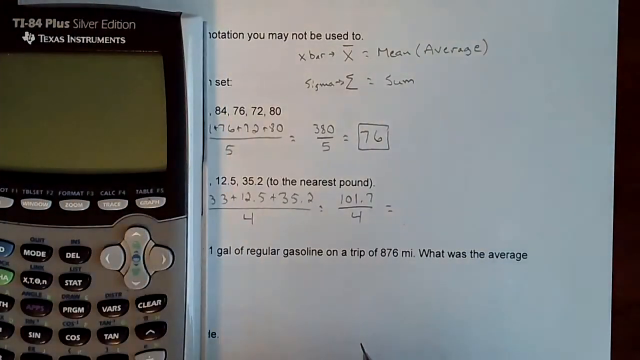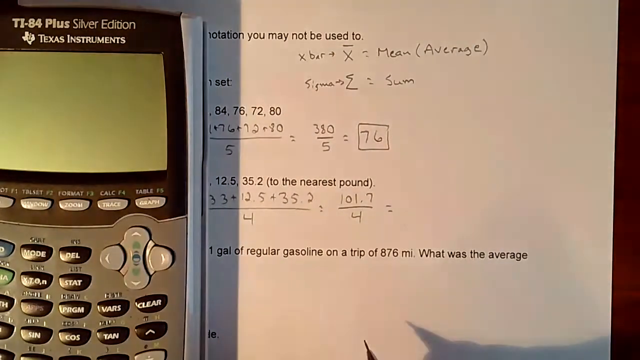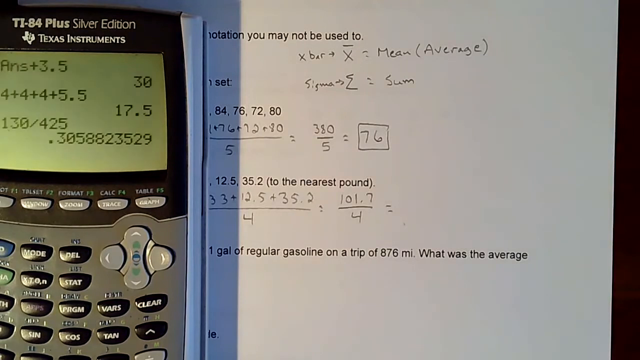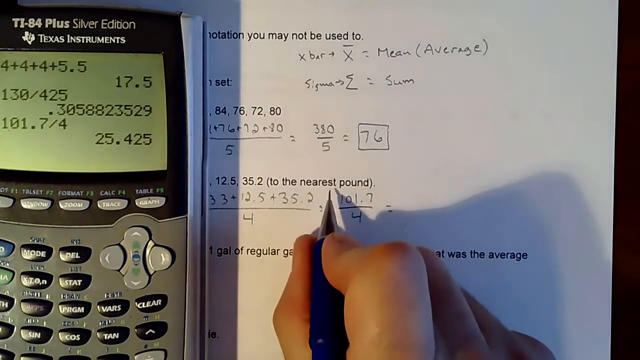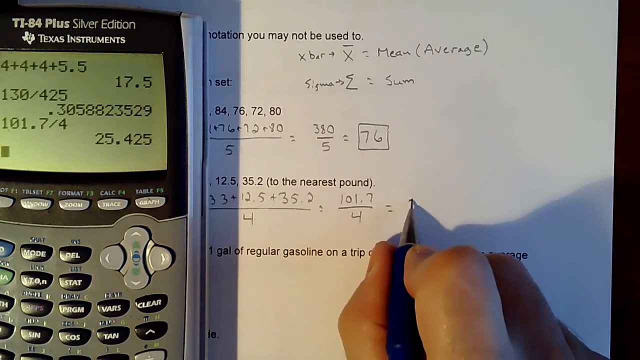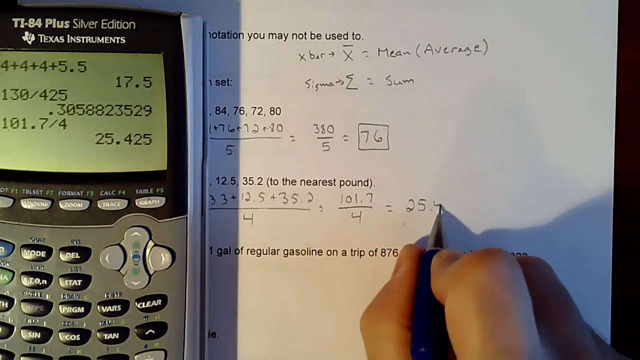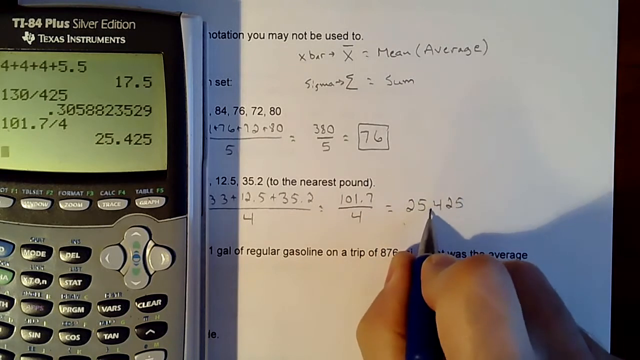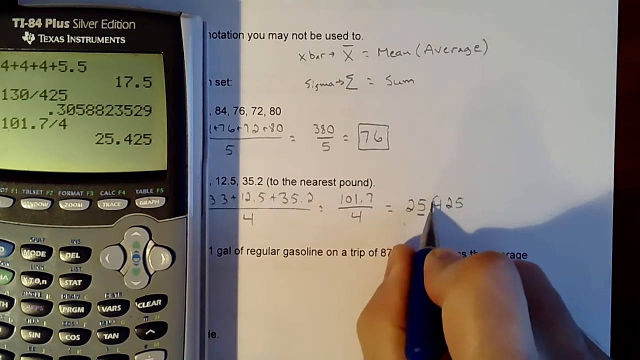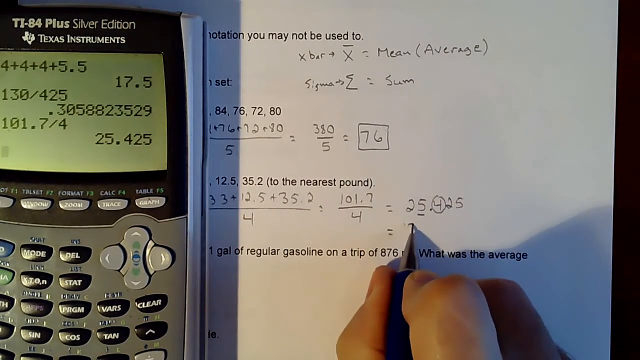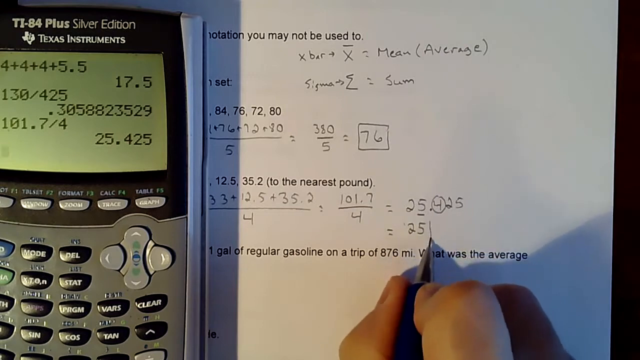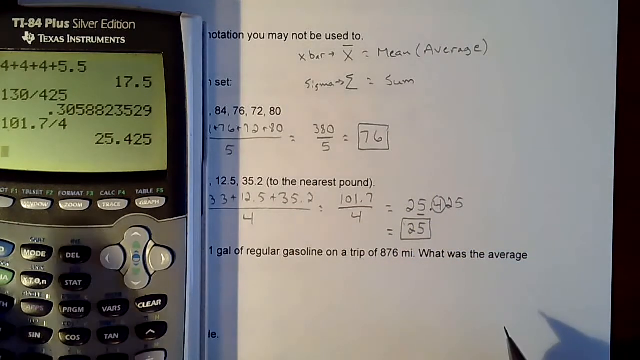If we take that 101.7 and divide it by 4, we get 25.425. We want to round to the nearest pound, which is here, so we want to see what the 4 does to it, which is nothing. That keeps it at 25. So the average is 25 pounds.